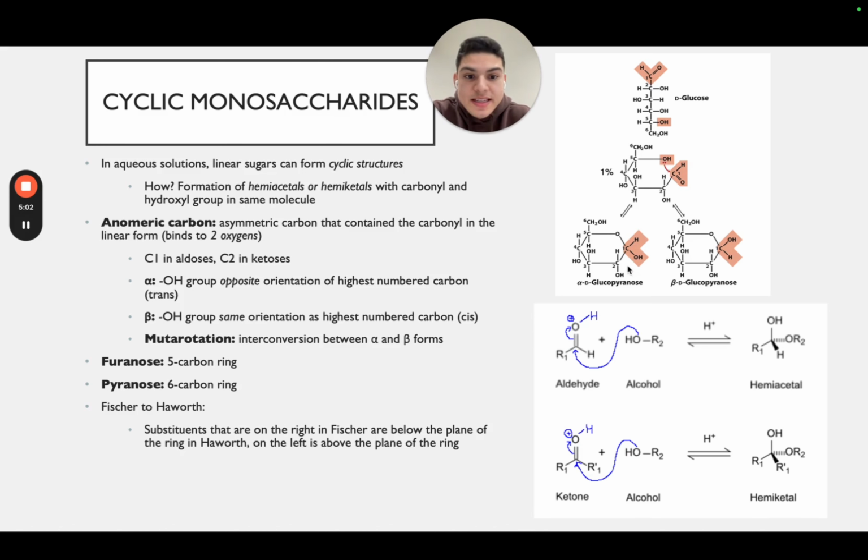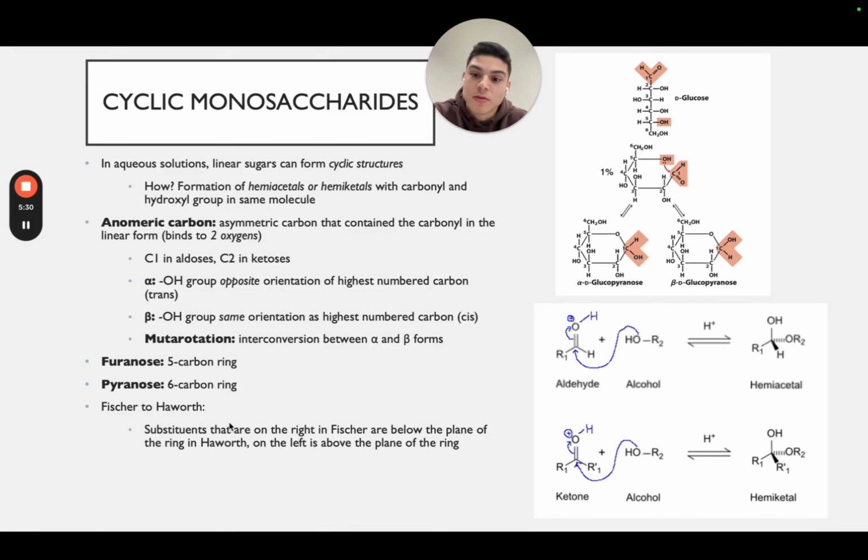And so this is the alpha, meaning that the hydroxyl is going to be pointed in the opposite direction of number 6, the opposite orientation of the highest numbered carbon. So this is our carbon number 6 pointed upward. This one's pointed downward. Whereas beta, they're on the same side, so it's pointed upward, and this one's pointed upward. What I was telling you about this equilibrium is mutarotation, which is just the interconversion of alpha and beta forms. Furanoses are 5 carbon rings, and pyranoses are 6 carbon rings.